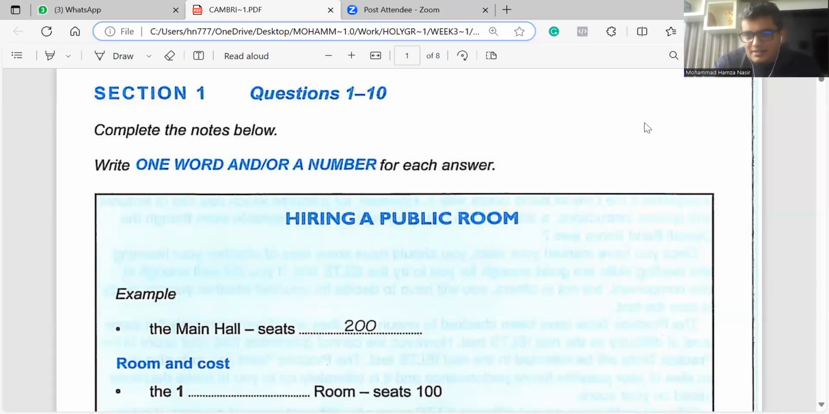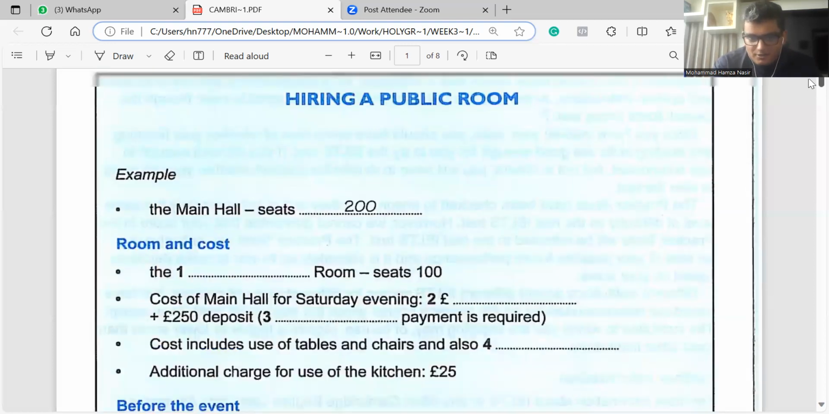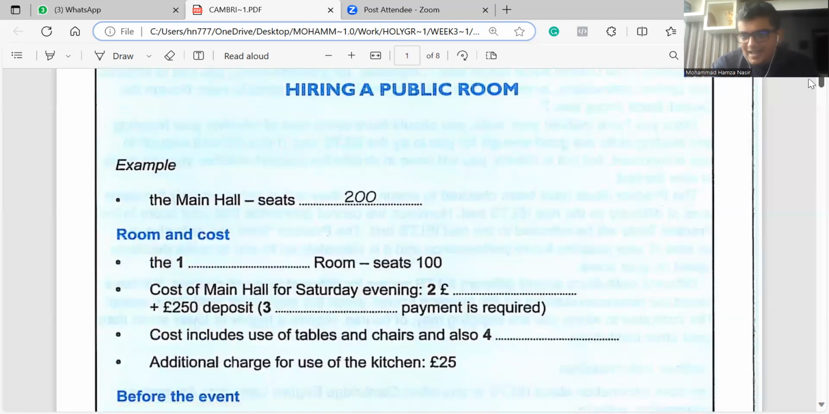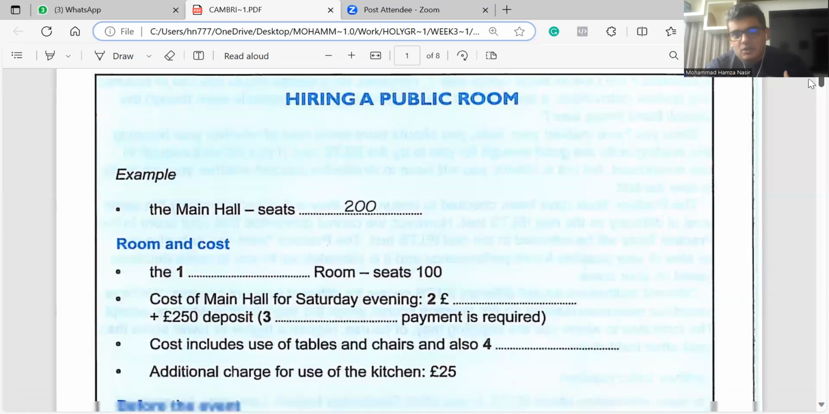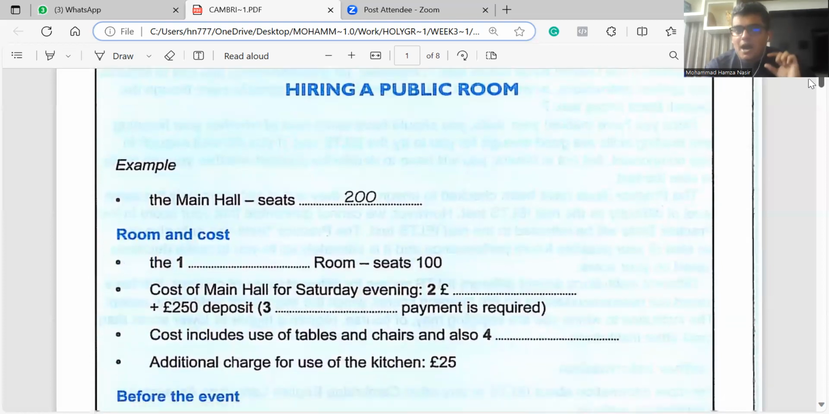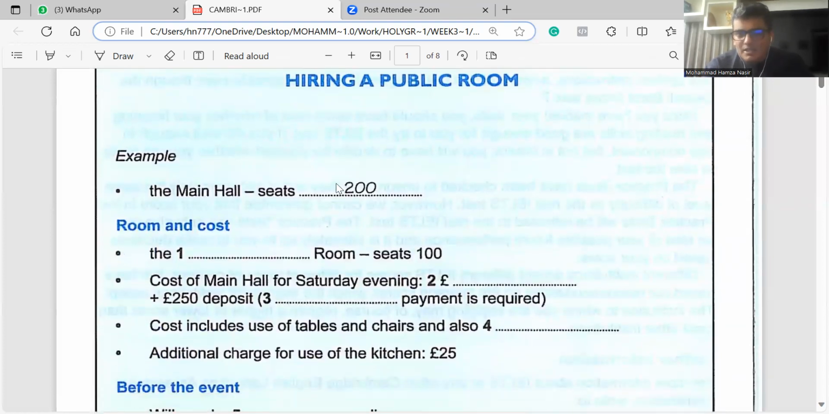Section 1, like I said before, is a social section involving multiple speakers. So always look at the heading. It's basically on which topic? On the topic of hiring a public room. An example has been done for you, but keep in mind this is an old past paper. In the new upcoming ones, you don't have a solved example. That privilege has been taken away.